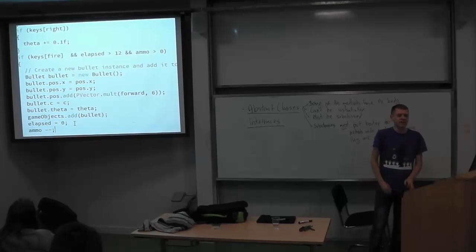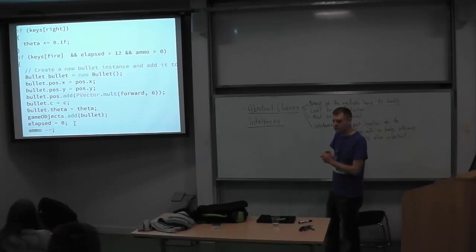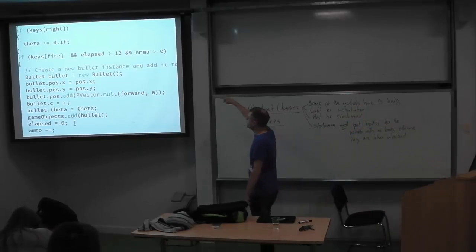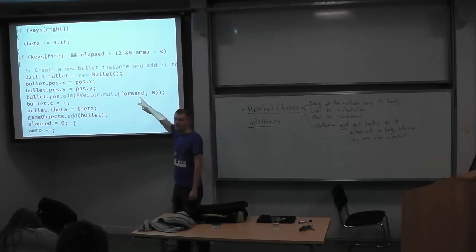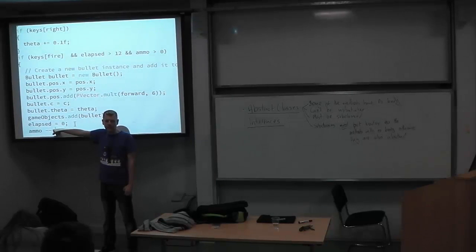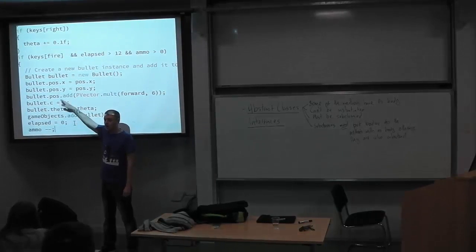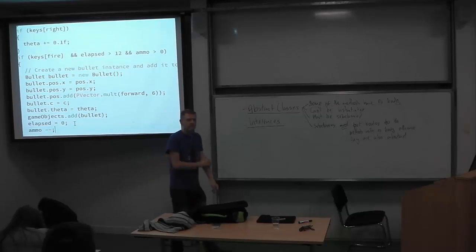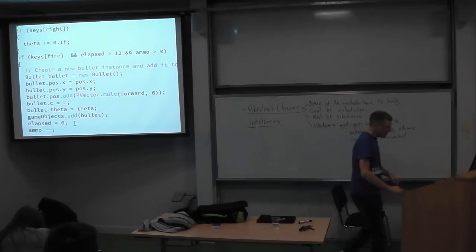So that means that I have 10 ammo at the start because we initialize it in the constructor. I can only fire if my ammo is greater than 0, and then every time I fire, I decrement the ammo count by 1 here. So when ammo reaches 0, I'll no longer be able to fire. Is that okay with everybody? Let's do the next thing.